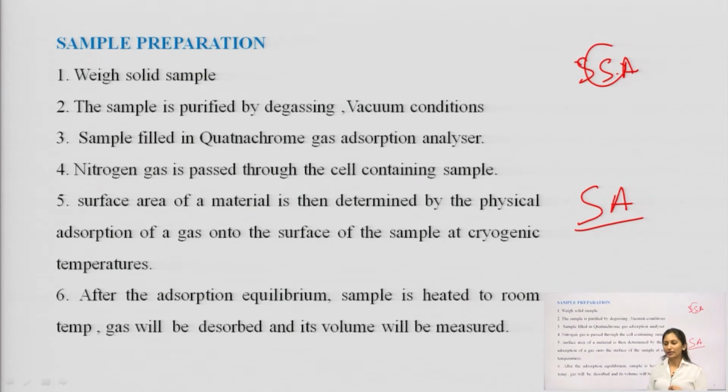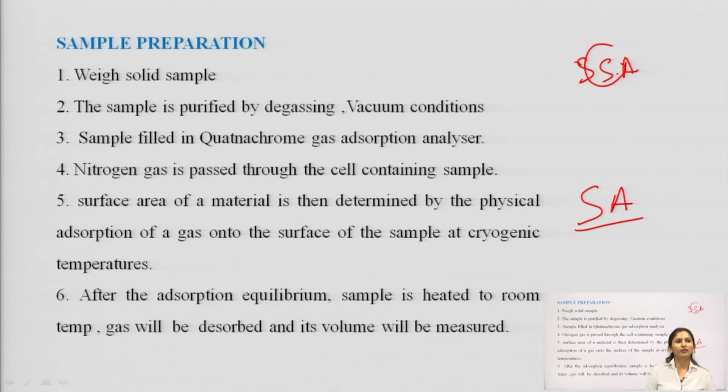Surface area of a material is then determined by the physical adsorption of the gas onto the surface of the sample at cryogenic temperature. That means first you have to start the experiment at room temperature. During the purging, the nitrogen will be in a gaseous form. But slowly you have to adjust the temperature towards the cryogenic temperature of the gas which you have used.